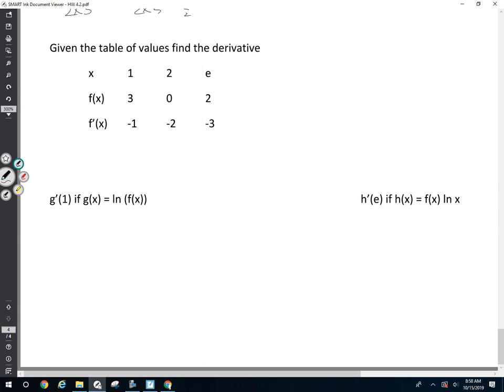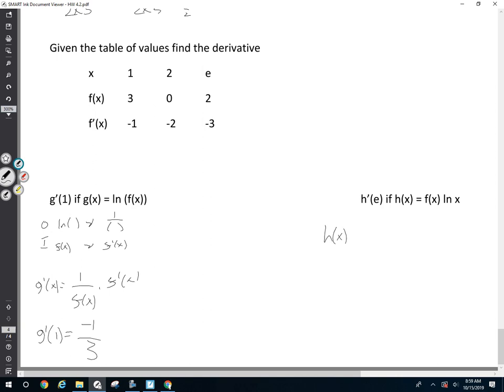Finishing off with some table problems. Just remember your derivative rules. If I've got an outside and inside, with the log as the outside and f of x as the inside, what would my derivative look like? It'd be 1 over f of x times f prime of x. So g prime would be 1 over f of x times f prime of x. You want to find g prime of 1. F prime of 1 is negative 1. F of 1 is 3.